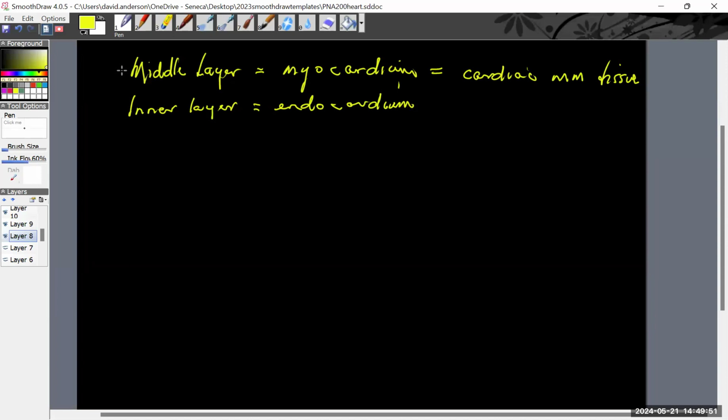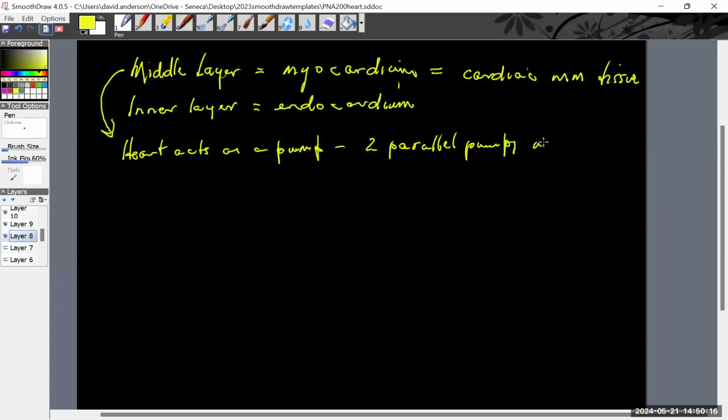What we do want to spend a bit of time on is some of these characteristics associated with the myocardium. So remember, we said briefly already that the heart acts as a pump. In fact, two parallel pumps within one organ.